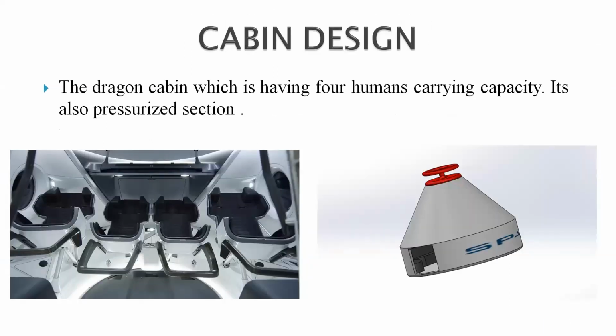Cabin design. The Dragon cabin has a 4 human carrying capacity. It's also a pressurized section. The height of the cabin is 7,000 mm and the diameter of the cabin is 3,350 mm. The left hand side picture shows the actual interior. The right hand side picture shows what I have done in my slides.